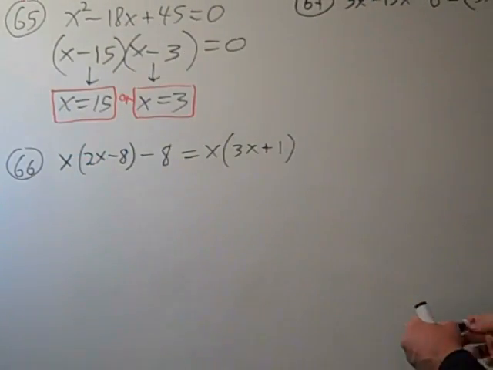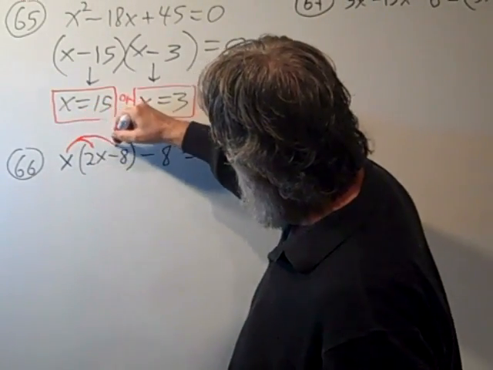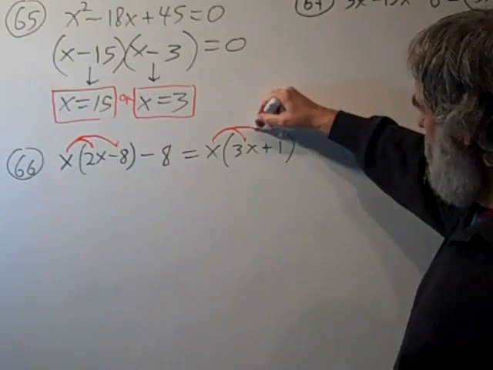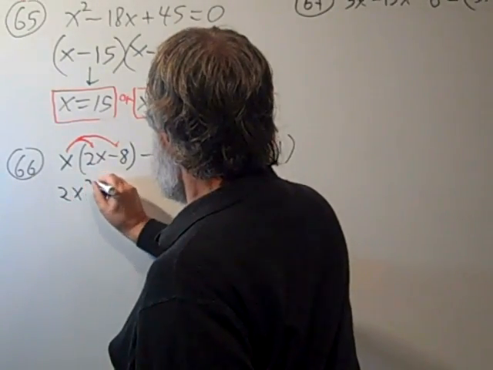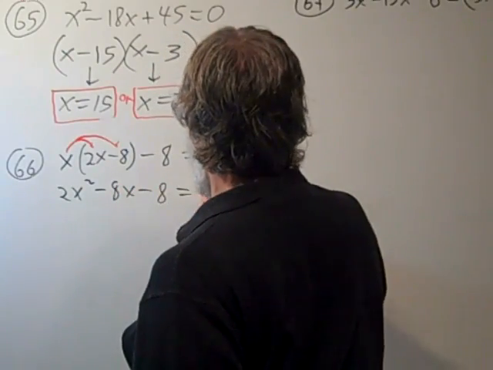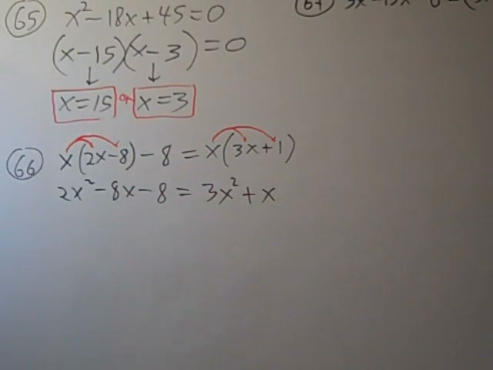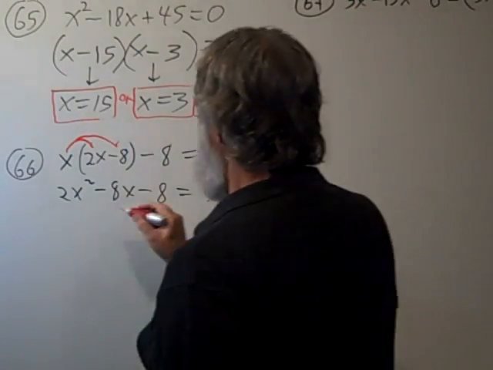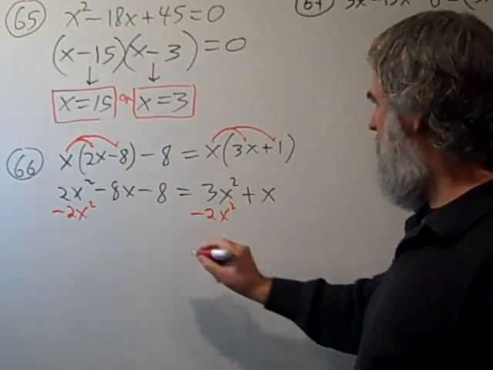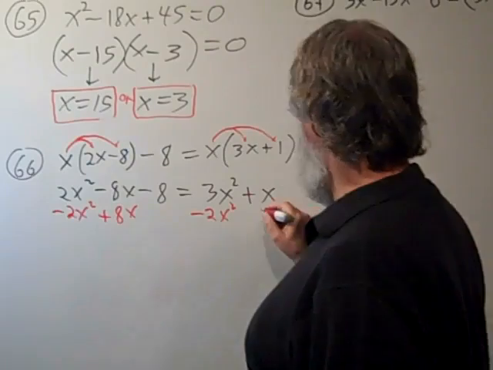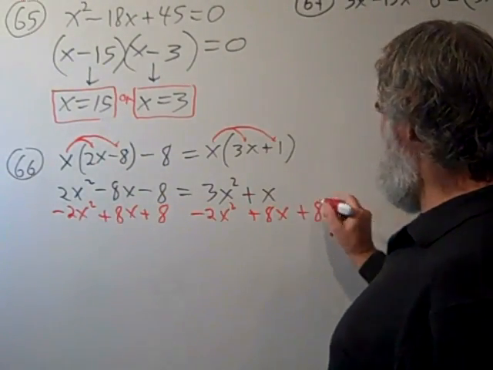we first have to distribute the x through the parentheses over here on the left side of the equal sign, and this x also distributes on the right. So we get 2x squared minus 8x minus 8 equals 3x squared plus x. We have to get everything on one side of the equal sign, so I'm going to subtract 2x squared from both sides and add 8x to both sides and add 8 to both sides.